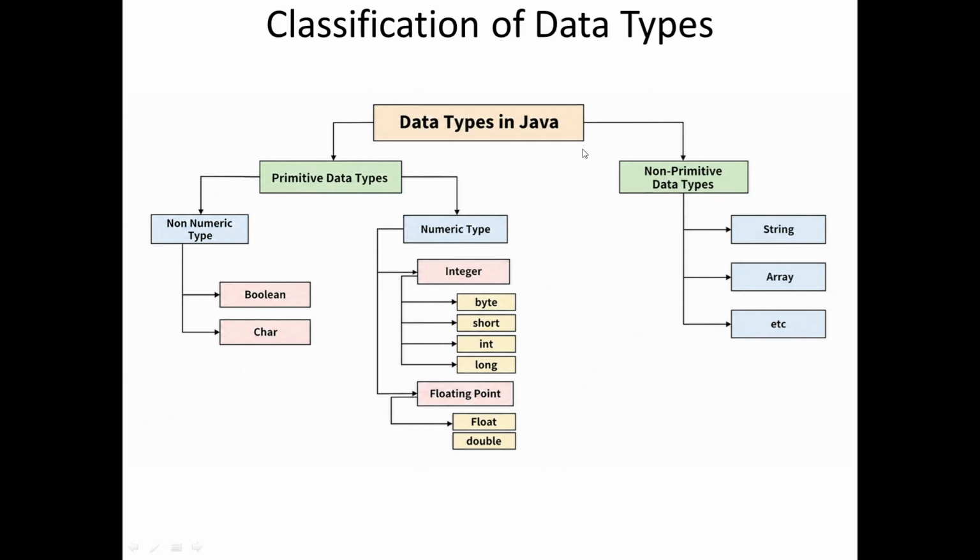If it is non-primitive, as I told you, primitive is only a single block, non-primitive is multiple blocks. Strings and arrays. Not only strings and arrays, there are more non-primitive data types in Java, which will be discussed in further sessions, like class, object, array list. There are many non-primitive data types. The major ones are strings and arrays. That's why I kept etc. So this represents the classification of data types in Java. Thank you.